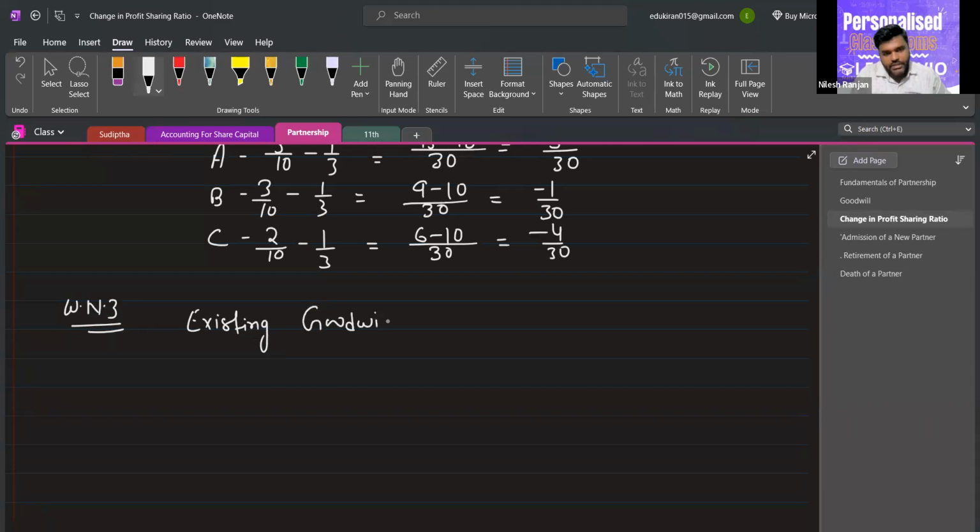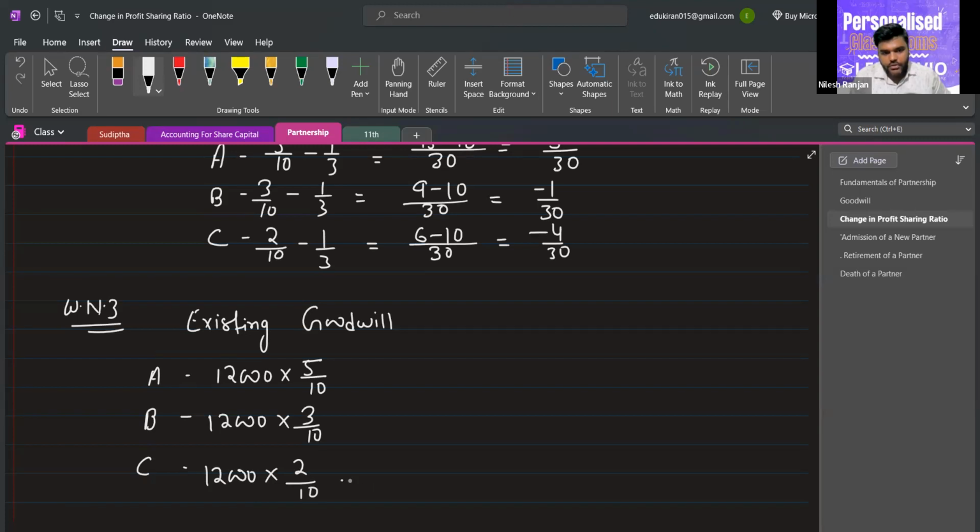Can you tell me, will the existing goodwill be multiplied with the old ratio, new ratio, or gaining sacrifice ratio? Yes, it is the old ratio. So 12,000 into 5/10, 12,000 into 3/10, and 12,000 into 2/10. So it will be 6,000 here, 3,600 here, and 2,400 here.